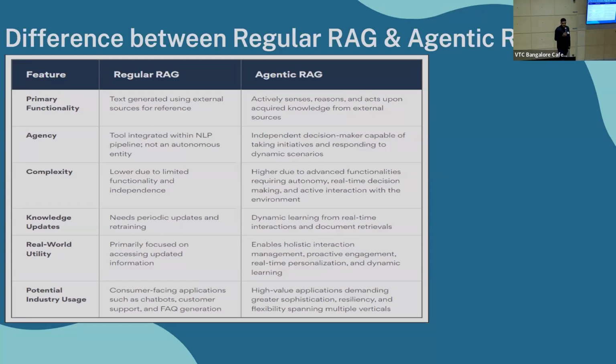Any questions till now before we actually move to the implementation part of it? Yeah.